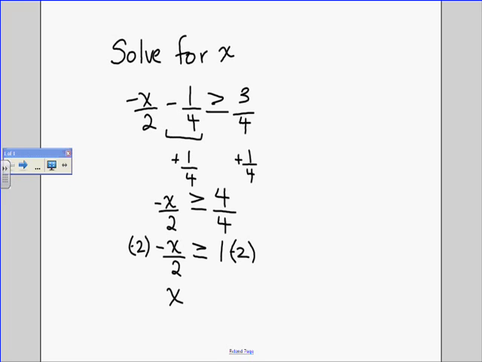Now, we have to remember our rule that if we are multiplying or dividing by a negative number, our sign is going to change direction. So whenever we do have x isolated, it's not going to be greater than or equal to, it's now going to be less than or equal to, and it's going to be negative 2. So x should be less than or equal to negative 2.